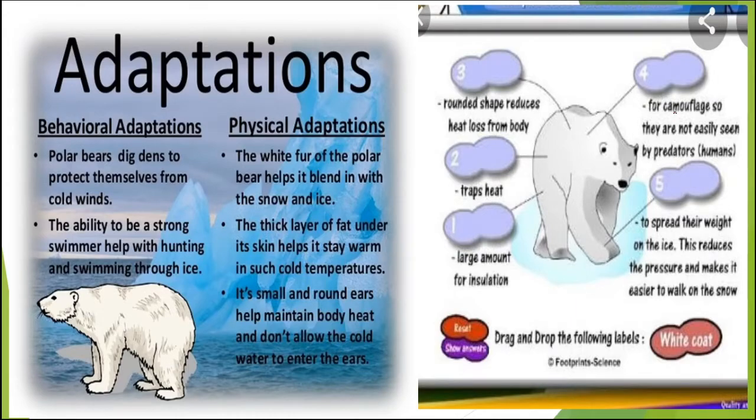Here also we can see a rounded shape, reduced heat loss from the body, they trap heat, a large amount for insulation. Then to spread their weight on ice, this reduces the pressure and makes it easier to walk on the snow. Then white color for camouflage so that they can't be easily seen by predators like humans, etc. So in this way, these are some adaptations which are given by nature to these organisms.